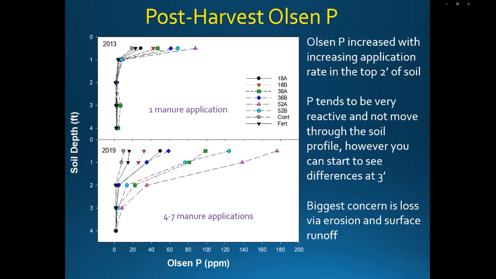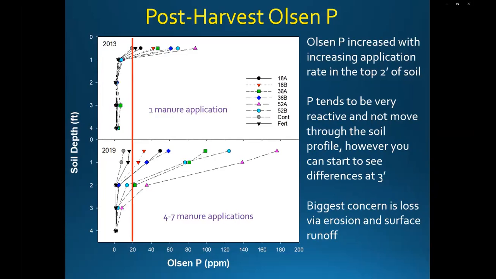And that can be a concern around here, as we do have areas where we have pretty shallow soils where you may only have maybe 2 or 3 feet of soil. And if you're continually applying manure at high rates, you could start losing some of the phosphorus to leaching, which could eventually end up in surface waters. But of course, the biggest concern is loss by erosion and surface runoff. And so these high soil test P levels right at the surface could be a big concern for transporting both total P in particulate form as well as soluble P off of these fields.